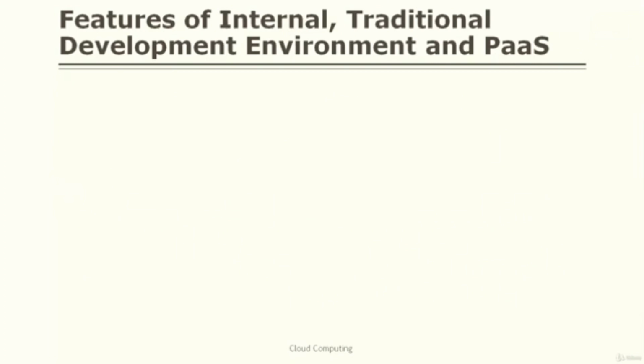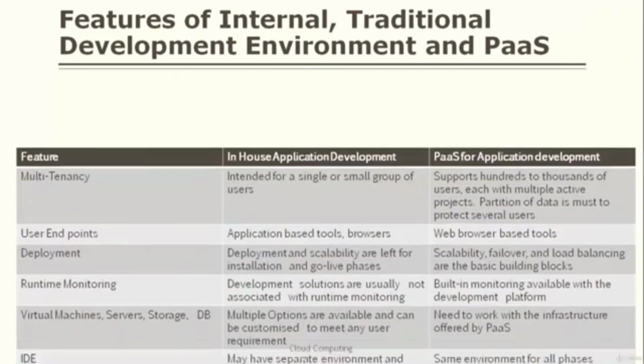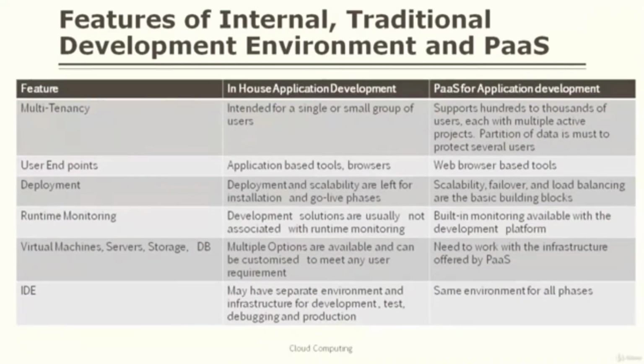In the next session, we'll see the features of the internal traditional development environment and the PaaS solution. So we'll compare them on some of the features. We have three columns here. One says the feature, another says the in-house application development, and the third column says the PaaS for application development. We will talk about the first feature, that is multi-tenancy. We understood in the previous session the meaning of multi-tenancy.